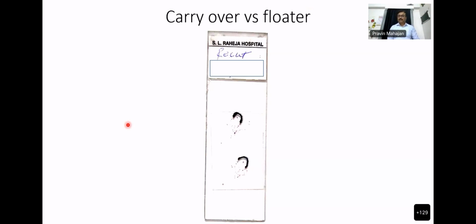Now, how to differentiate whether something is a carryover or a floater? It's very easy. When you take a ribbon of the tissue on the slide and you get a recut, let's say this is a recut of one of the biopsies, and even in the recut you're able to see that contaminated tissue, and if it is present in both the ribbons or whatever multiple ribbons you've taken, that means it is a carryover. And if it is a floater, it will be seen only in one of the sections, or it will not be seen in a recut. That means it is a floater.